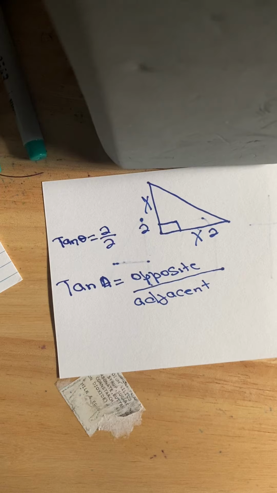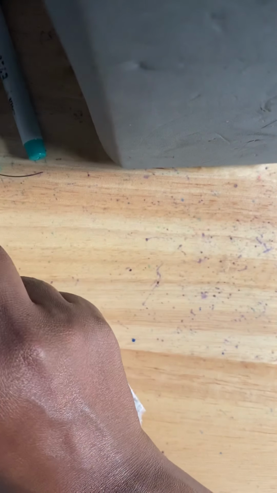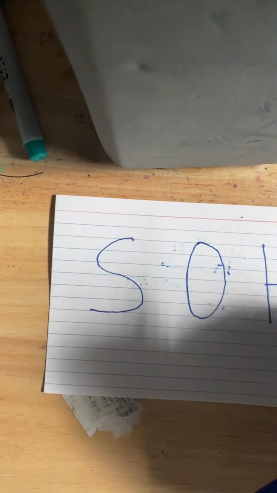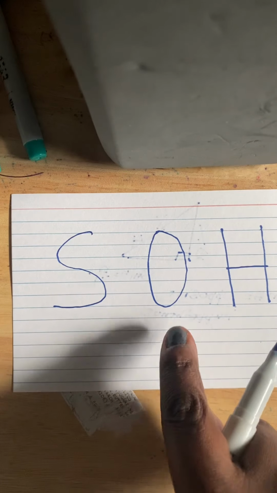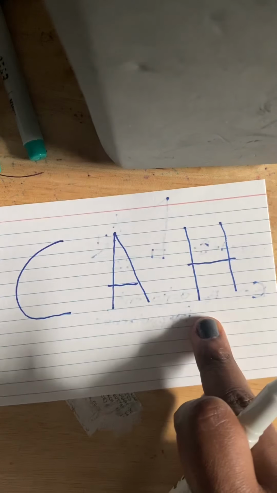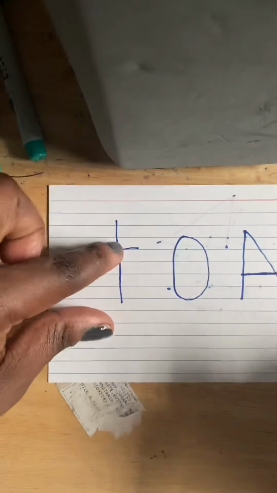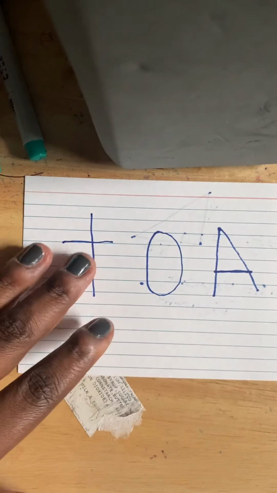Okay, so this brings us to recap these terminologies: SOH, sine is equal to opposite over hypotenuse. CAH, the cosine, is adjacent over hypotenuse. And then TOA, which is tangent, is opposite over adjacent. So this is how you'll be able to figure it out.